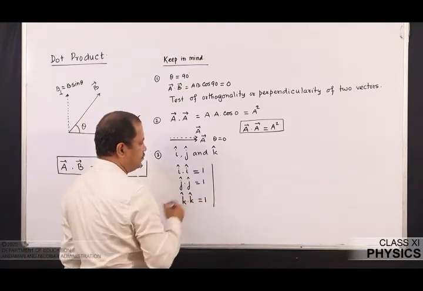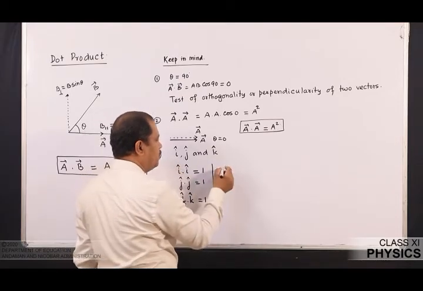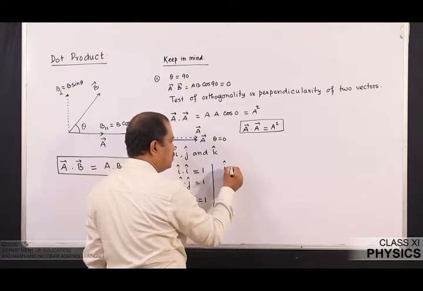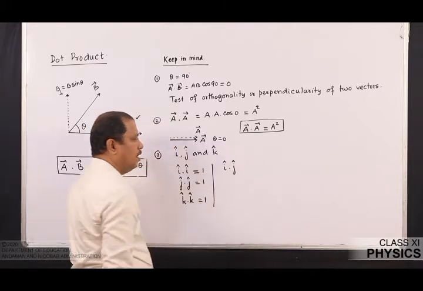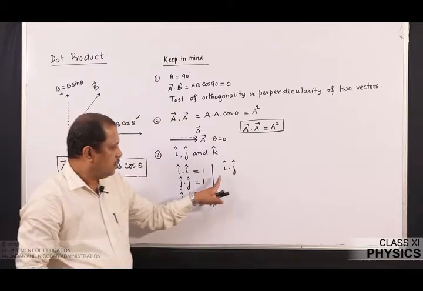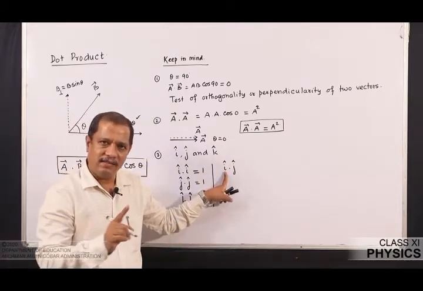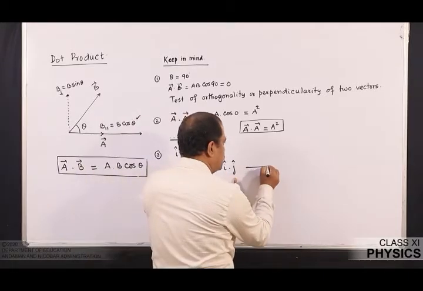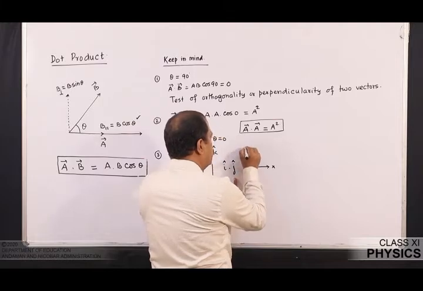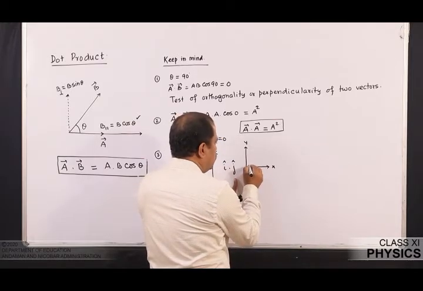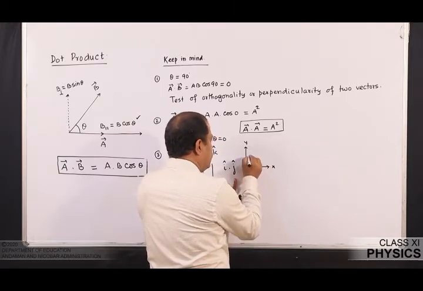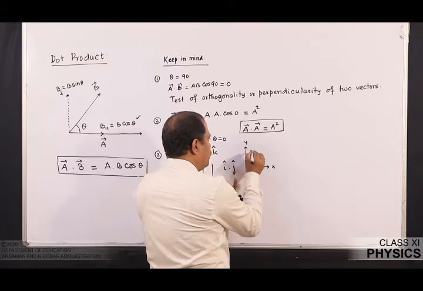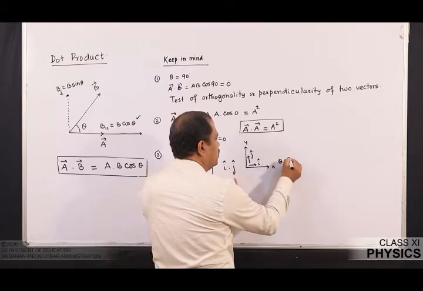Next, let me say I want to find the dot product between i and j. i is a unit vector lying along the x-axis and j is a unit vector lying along the y-axis. Let me say this is the x-axis and this is the y-axis. My unit vector i is lying here and j is lying here, so the angle between them is 90 degrees.